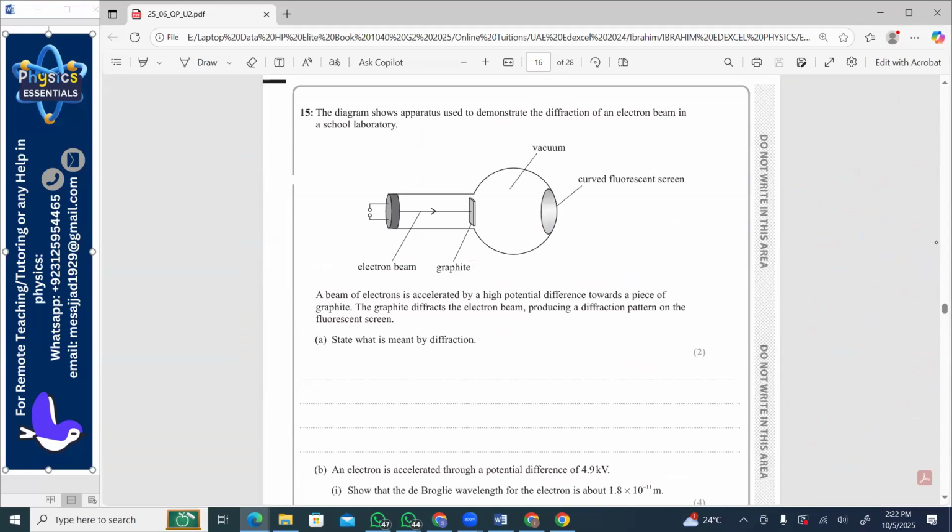The diagram shows apparatus used to demonstrate the diffraction of an electron beam in a school laboratory. A beam of electrons is accelerated by a high potential difference towards a piece of graphite. The graphite diffracts the electron beam, producing the diffraction pattern on the fluorescent screen. State what is meant by diffraction. When light passes through narrow gaps, it spreads out. That is called diffraction. So you can write that in your own words.